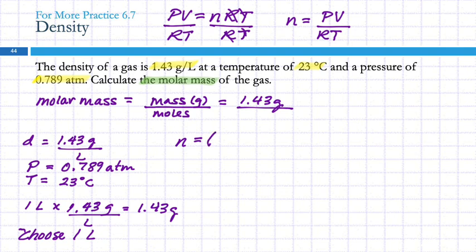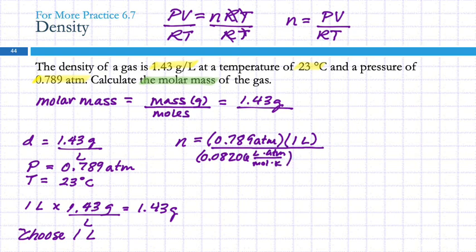So they gave me the pressure in atmospheres, so that was kind of nice of them. They didn't give me the volume, but what volume did I pick? 1 liter. I picked exactly 1 liter. And then we're going to divide by R, 0.08206 liter atmospheres per mole Kelvin. And the temperature. Can't use Celsius. So that's 296 Kelvin.